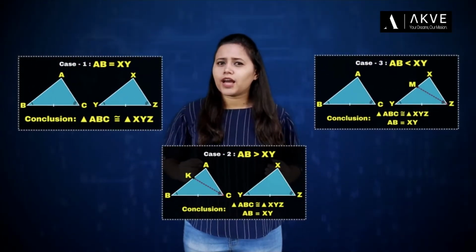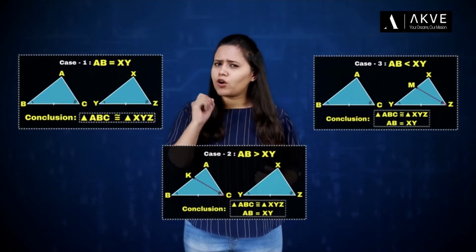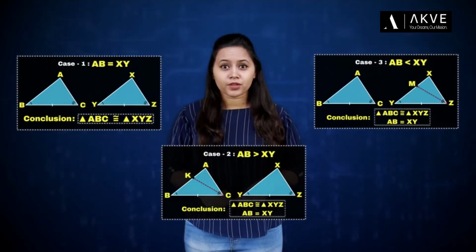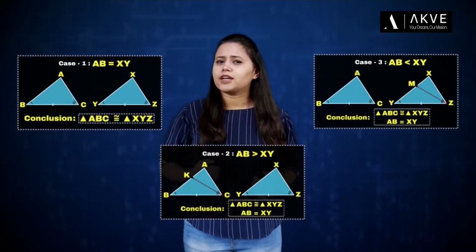So, in each of the cases, we concluded that triangle ABC is congruent to triangle XYZ, and thus the angle side angle congruence rule is proved. We used the SAS axiom to prove the ASA Congruence Rule.